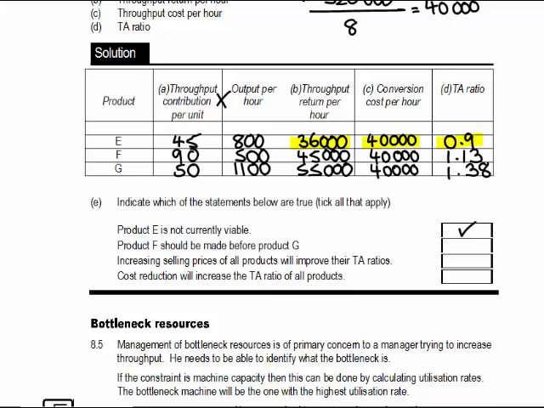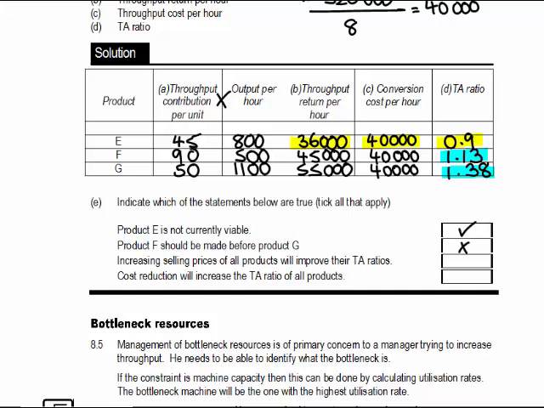Product F should be made before product G. Well, let's compare their TA ratios. Product F has got a TA ratio of 1.13 and product G 1.38. Now that means that product G is actually generating $1.38 for every $1 cost, and that's more than product F is. So actually this is wrong, because the other way round is the true answer. We should make product G before product F because it's got a higher TA ratio.